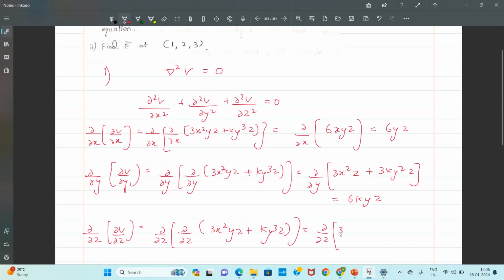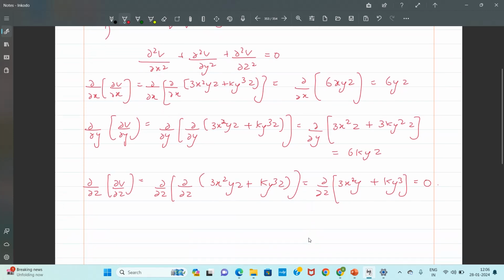So first term will be 3x square y. Second term will be ky cube. And again, if you differentiate, it does not have any z term, so it becomes 0. So you got the three answers here. First one was 6yz, second is 6kyz, third one was 0. All of them added together and equated to 0.